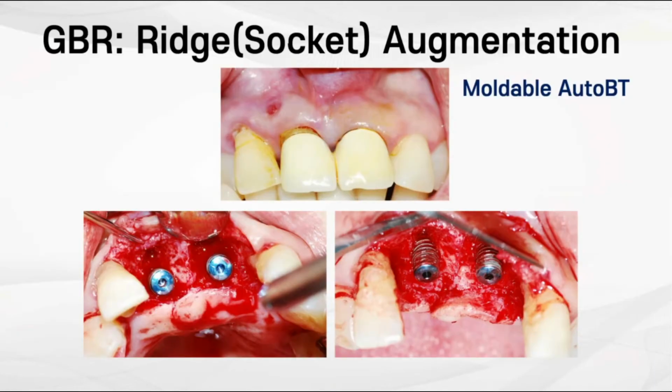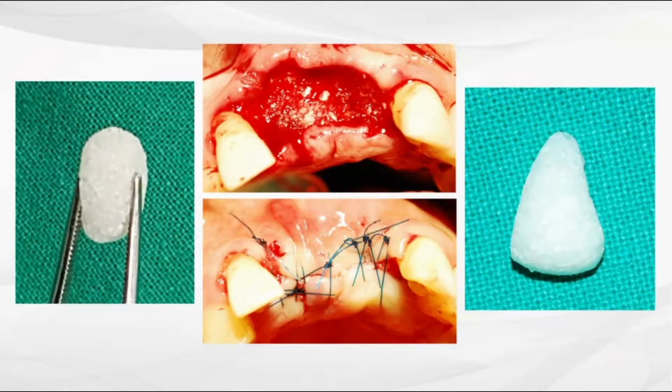As aesthetic zone of upper anterior teeth, ridge augmentation is necessary to repair the destroyed labial wall for covering up the 5 to 6 mm exposed implant surface. Moldable type of AutoBT dentin powder having osteoinductive and osteoconductive capabilities is indicated for this case.